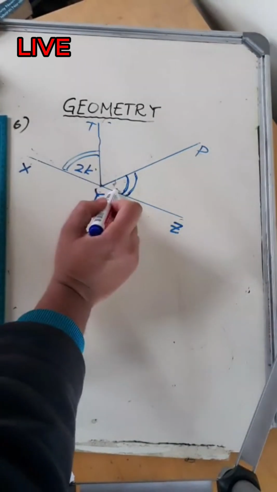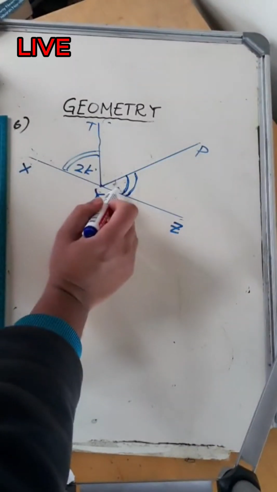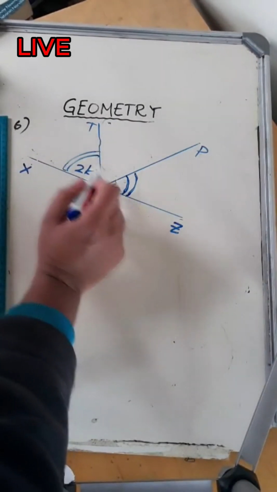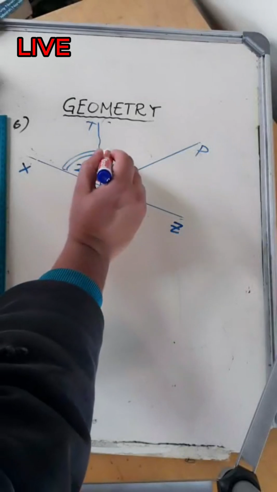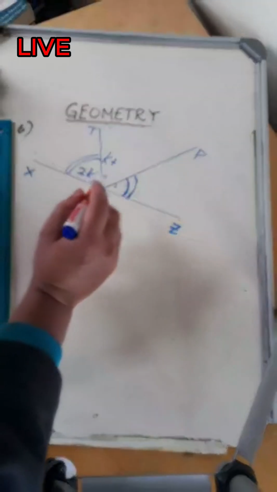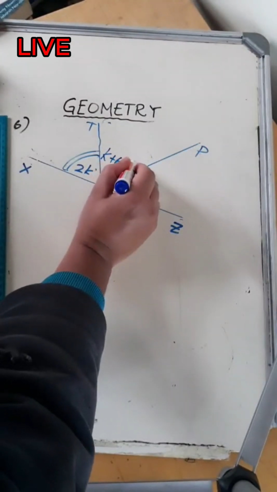If this is 2K, this is 2K. If this is 60, this is also 60. If this is 20, this is also 20. So it actually means that this one is equivalent to that one. And this one here in the middle is K plus 65 degrees.